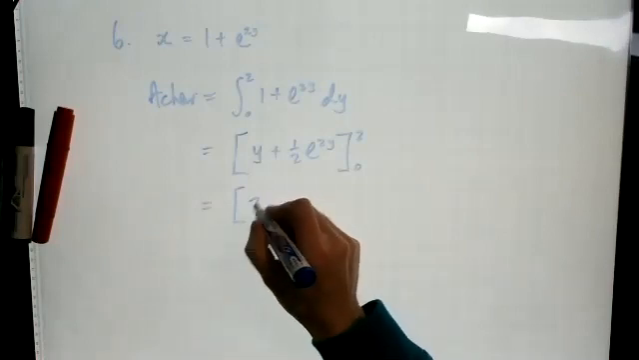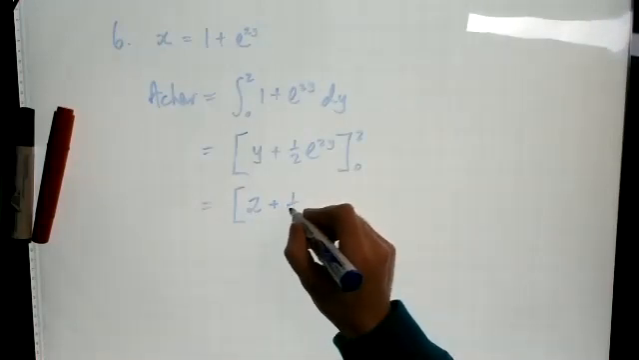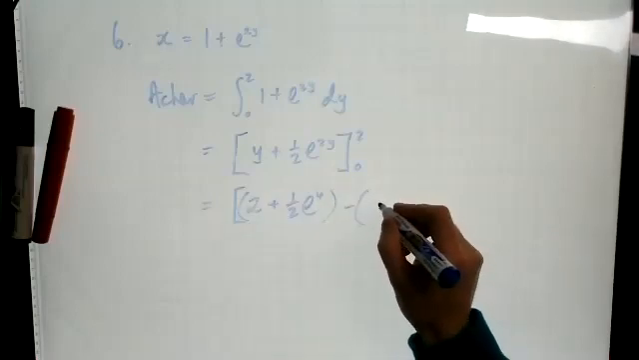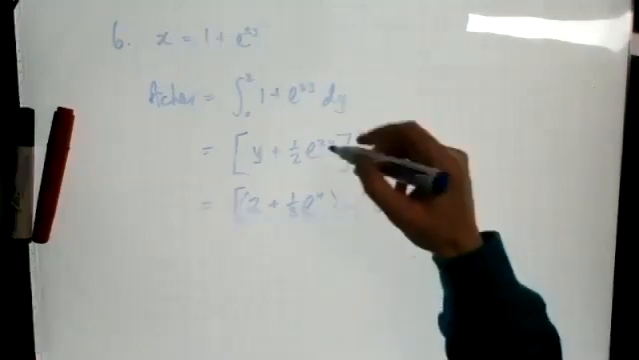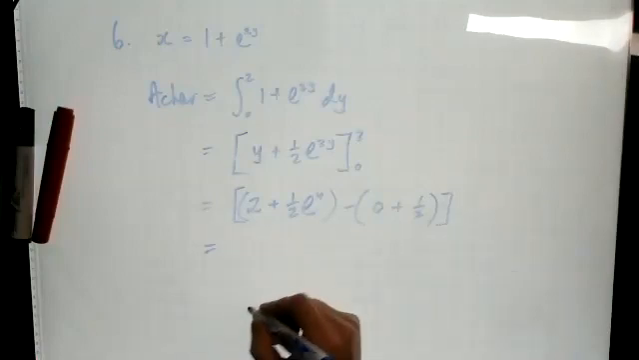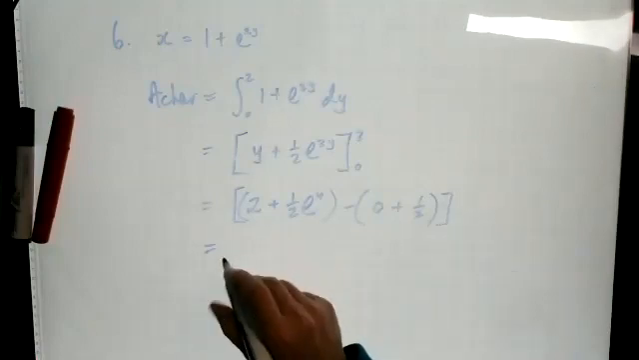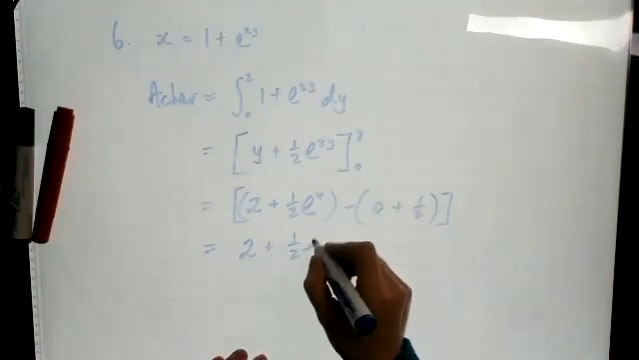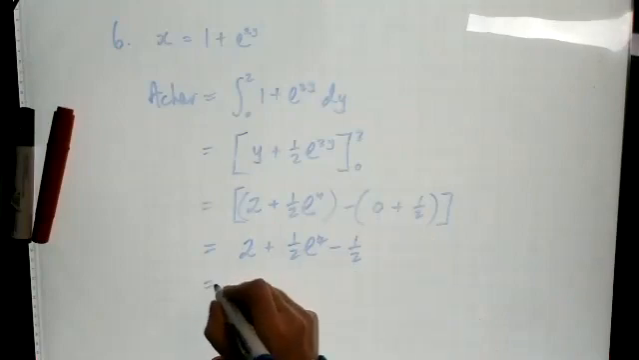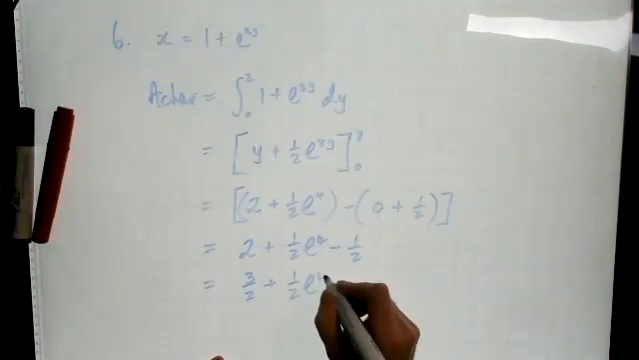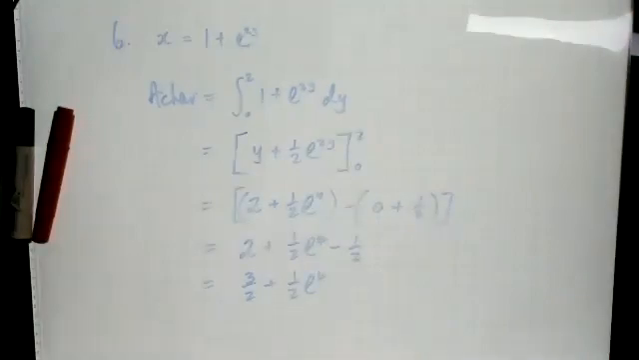So the area is a plus a half e to the power of a, minus 0 plus a half, because e to the power of 0 is 1. So that gives plus a half. Okay, so the final answer is a plus a half e to the power of a minus a half. That's just the final answer.